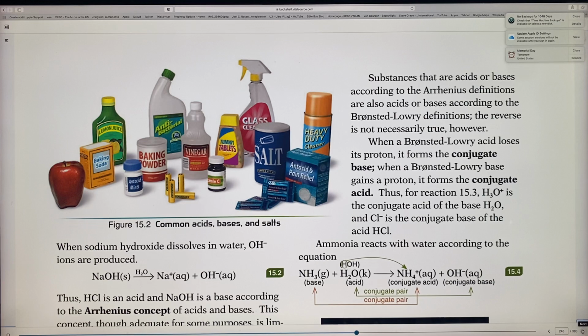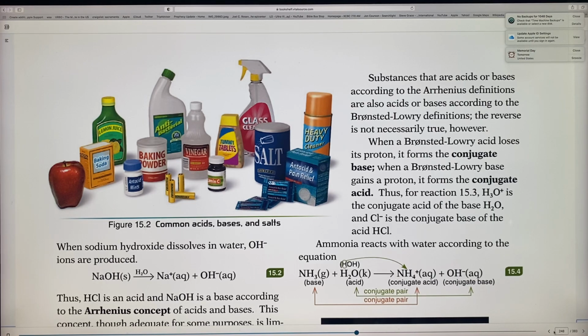So let's go on. Here again, we have all these different things you can look for in your cupboards, and you'll find baking soda and lemon juice, and acids, vinegars, glass cleaners, heavy duty cleaners, and apples even. All these things, citrus, all these things in your cupboard all have to do with acids and bases.